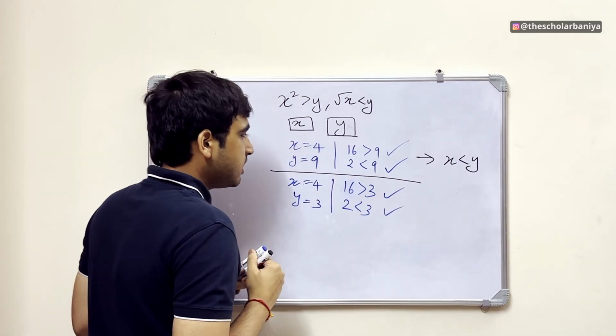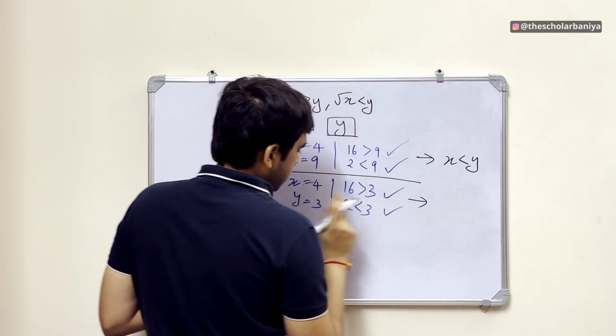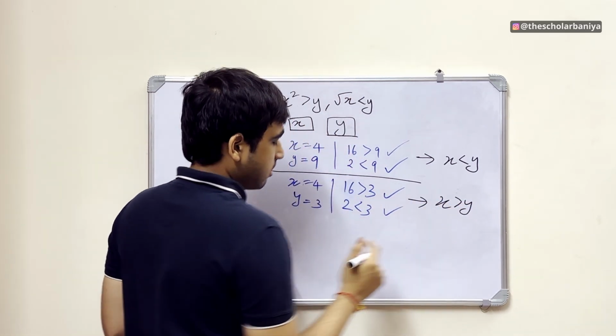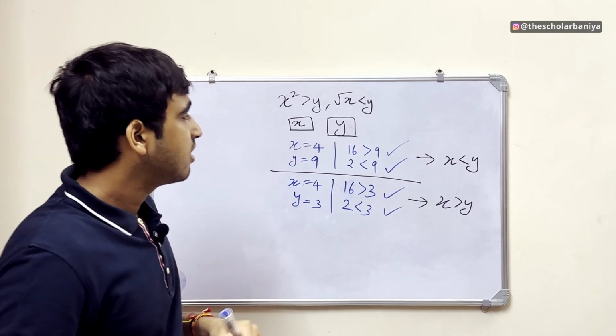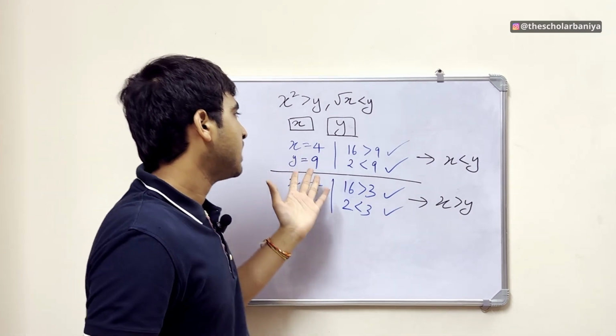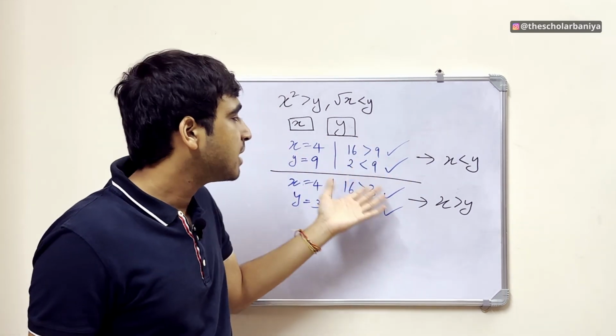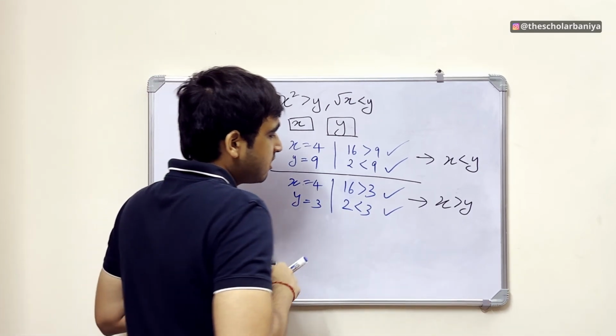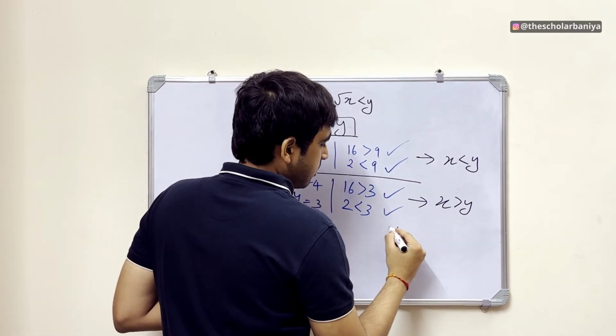But now if you see, in this case, x is greater than y. So that means sometimes x is greater than y and sometimes x is less than y. So we cannot say anything for sure. So the answer becomes D.